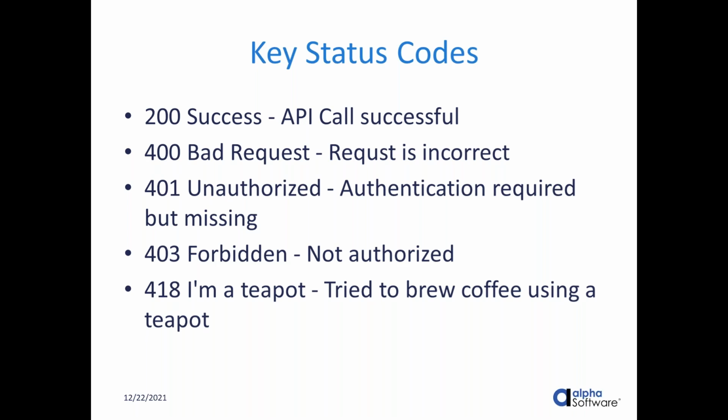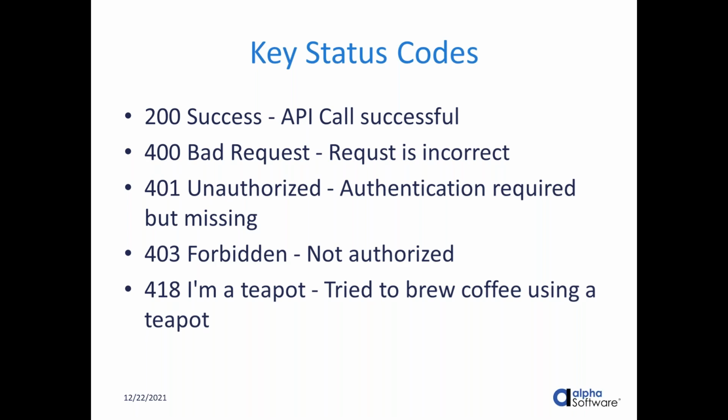Now, in the 400 class, there's a few that are good to know. So 400 bad request is the request is incorrect. I called your API endpoint and I provided none of the parameters that you require to query that endpoint. So the API is going to see that and say, I can't do anything with this, and give back a 400 bad request. So if you didn't get the right information to do the request in the first place, a 400 bad request will go back.